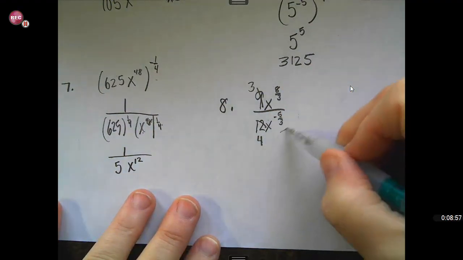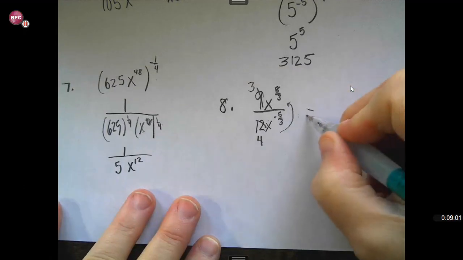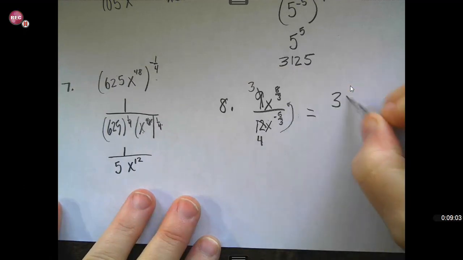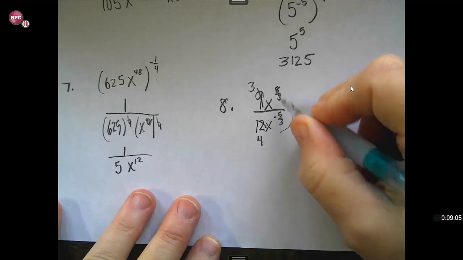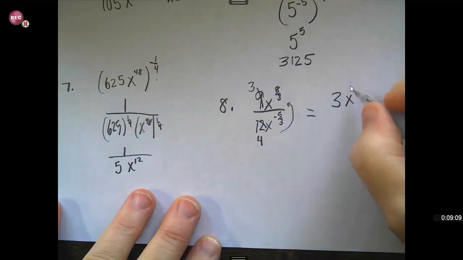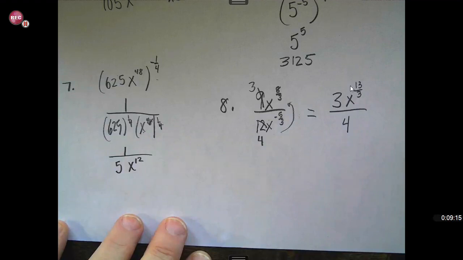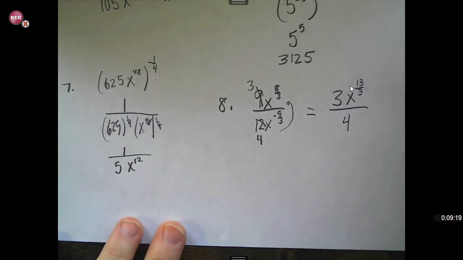And then I'm going to bring this up. And when I do that, I'm going to have 3x to the 8/3 minus negative 5/3, or 8/3 plus 5/3 is 13/3, all over 4. 4 doesn't get to come up, not being raised to a negative power. Okay?